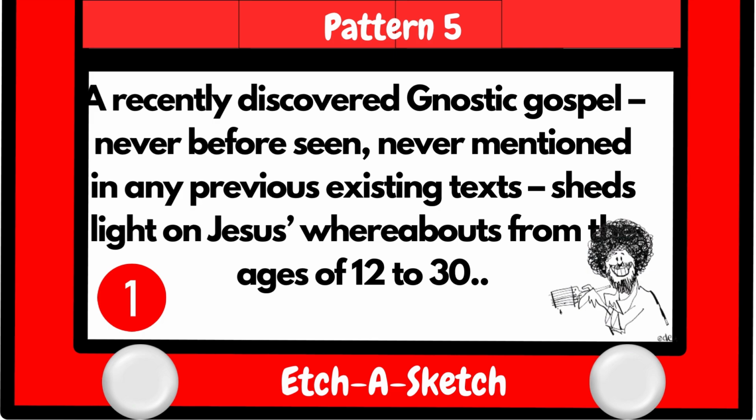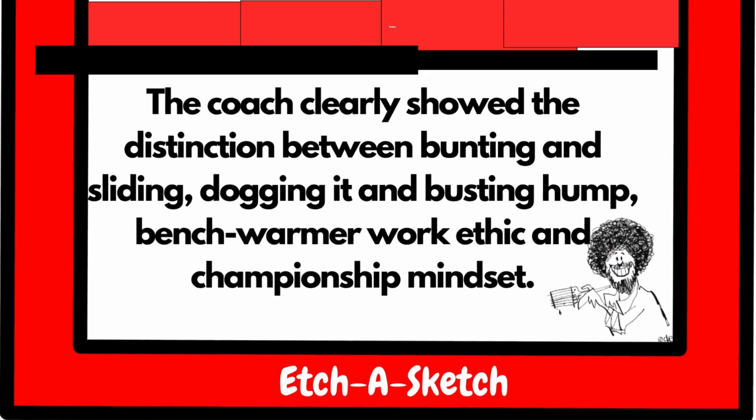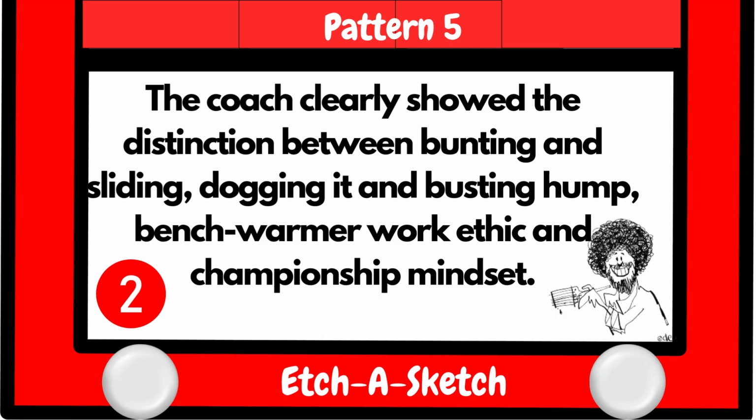I'll give you one more just to give you a flavor of it. The coach clearly showed the distinction between bunting and sliding, dogging it and busting hump, bench warmer work ethic, and championship mindset. So you've got a trio there, right? You're enumerating 3 things, but everything works as a duo. So that is a balanced pair. So it's a list of 3, but within the list, each thing is duoed.